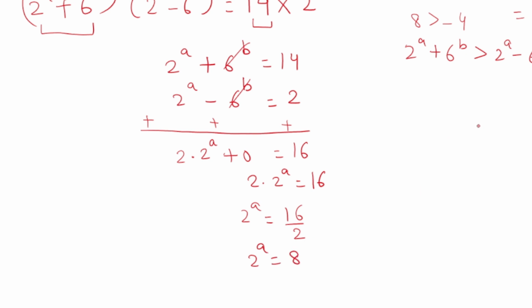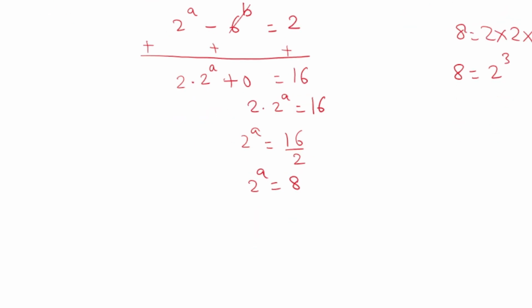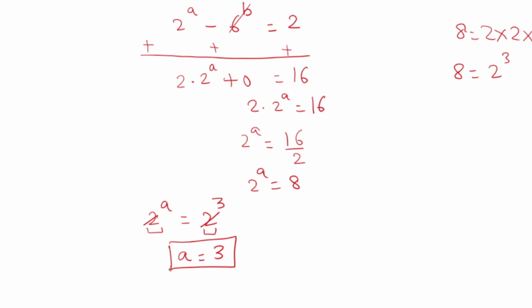Now as we all know, 8 is 2 times 2 times 2. So that means 8 can be written as 2 cubed. So what that means is 2^a equals 2^3. As we have got the same base on both sides, 2 and 2 get cancelled, so we get the value of a equals 3. As given in the question, a and b are positive integers, so a equals 3 here.